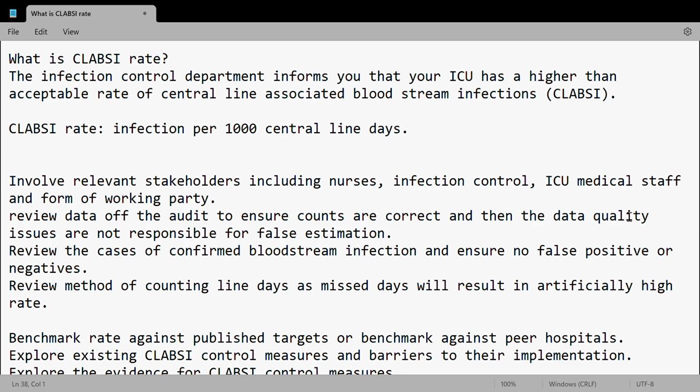What is CLABSI rate? The infection control department informs you that your ICU has a higher than acceptable rate of central line associated bloodstream infections. How are you going to manage? How are you going to investigate and manage the situation?